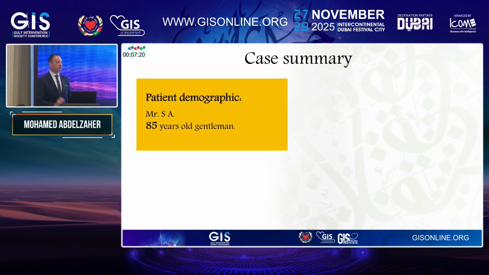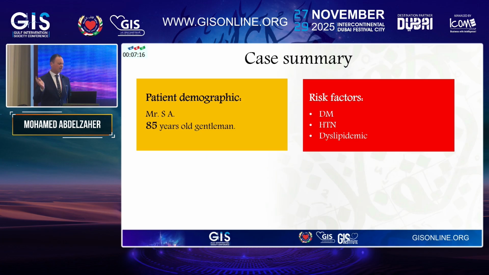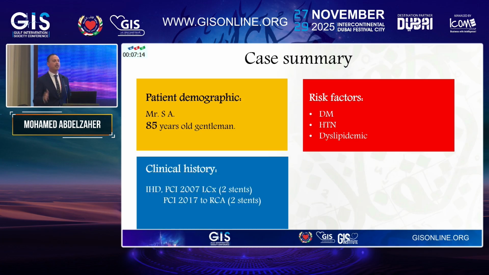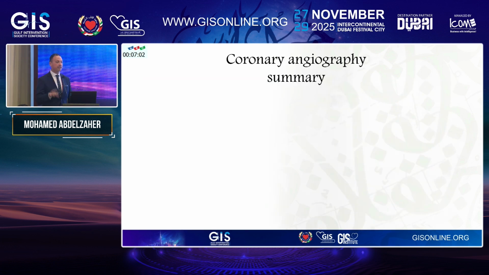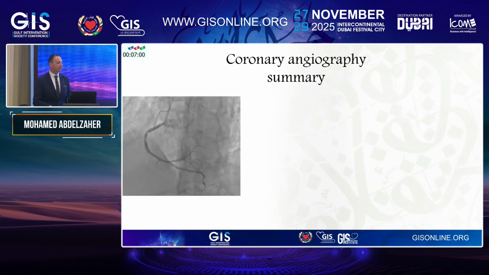He's an elderly patient. Remember well, this is an 85 years old gentleman. This patient had diabetes, hypertension, dyslipidemia, and he has had ischemic heart disease for a long time. PCI to the circ more than 15 years ago, PCI to the RCA in 2017. The patient came with acute coronary syndrome, non-STEMI, was admitted, and the next morning taken to coronary angio.